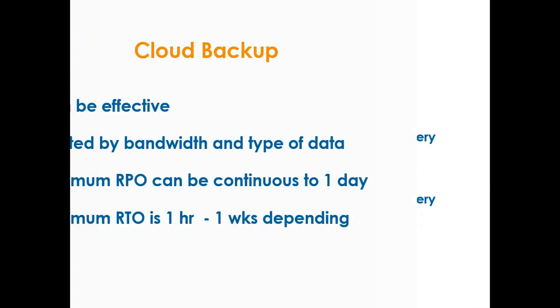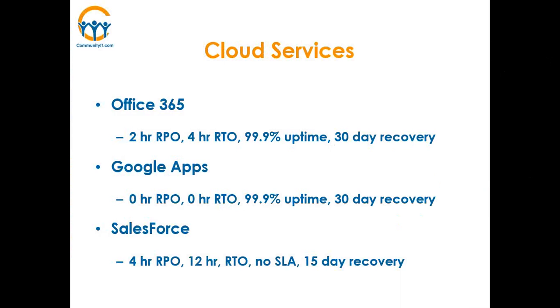One of the great changes has been the advent of these cloud services that often build in a lot of this business continuity and backup that previously organizations had to engineer themselves. For example, Office 365 and Google Apps both have 99.9% uptime, so about 8 hours of downtime a year. Office 365 has a designed 2-hour RPO, 4-hour RTO. They have a 30-day recovery window.